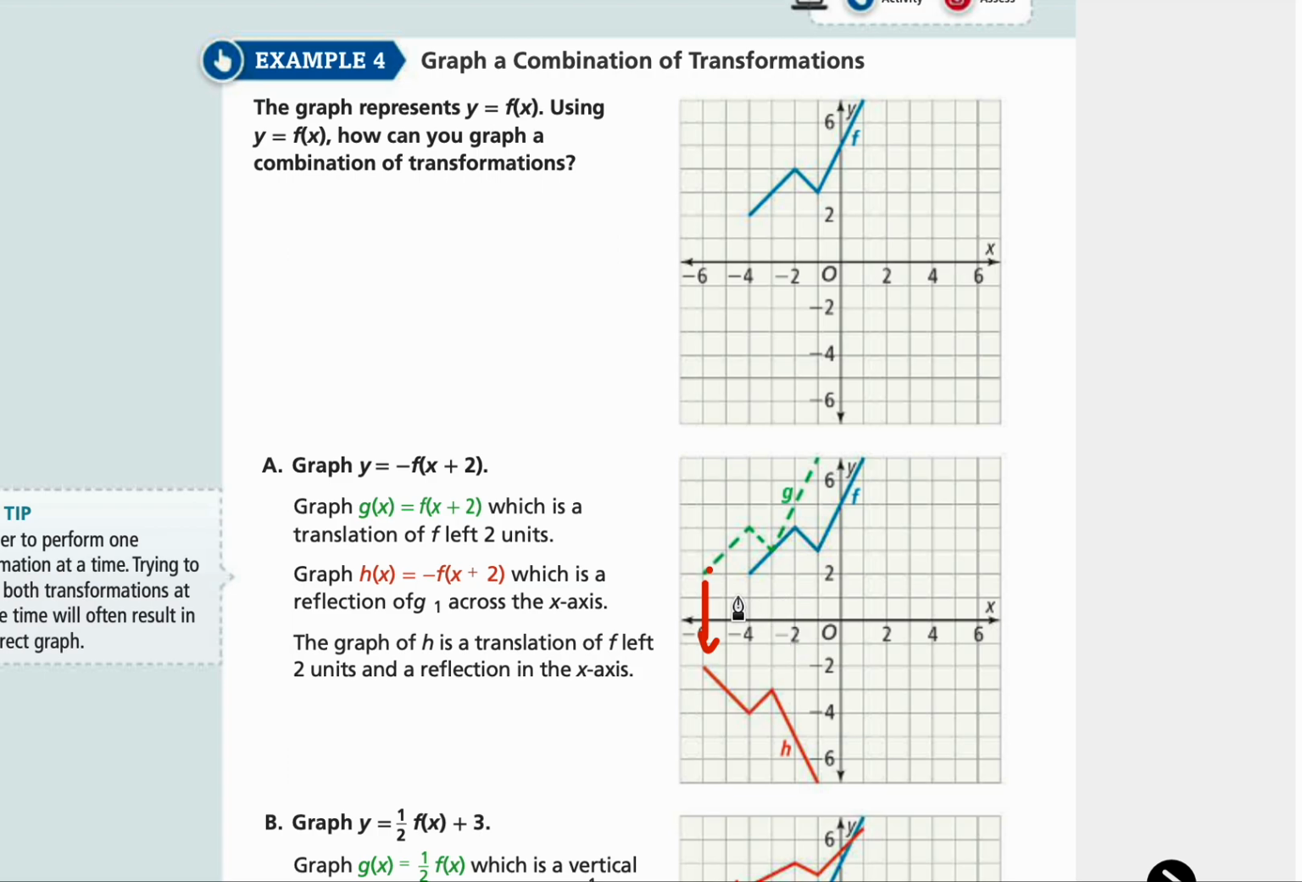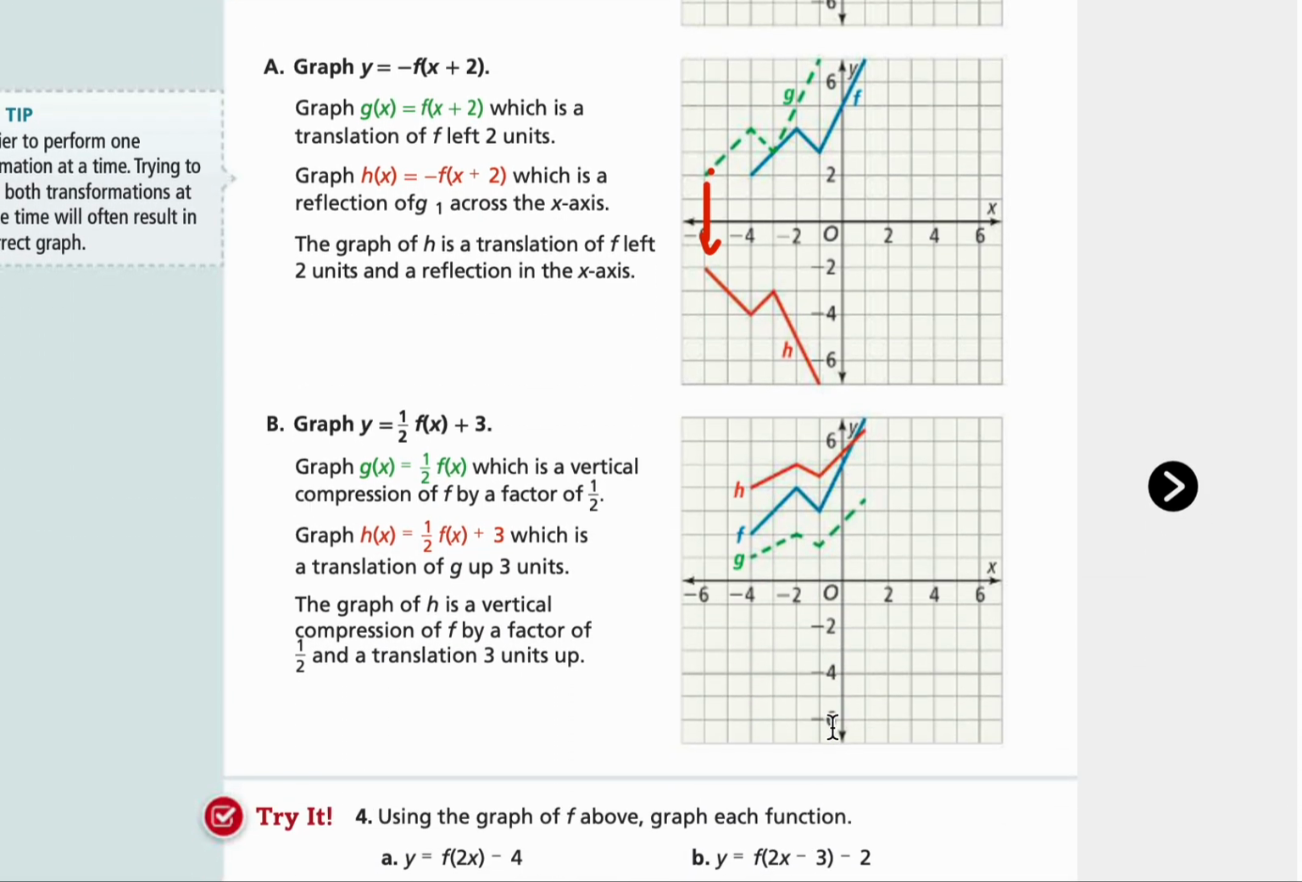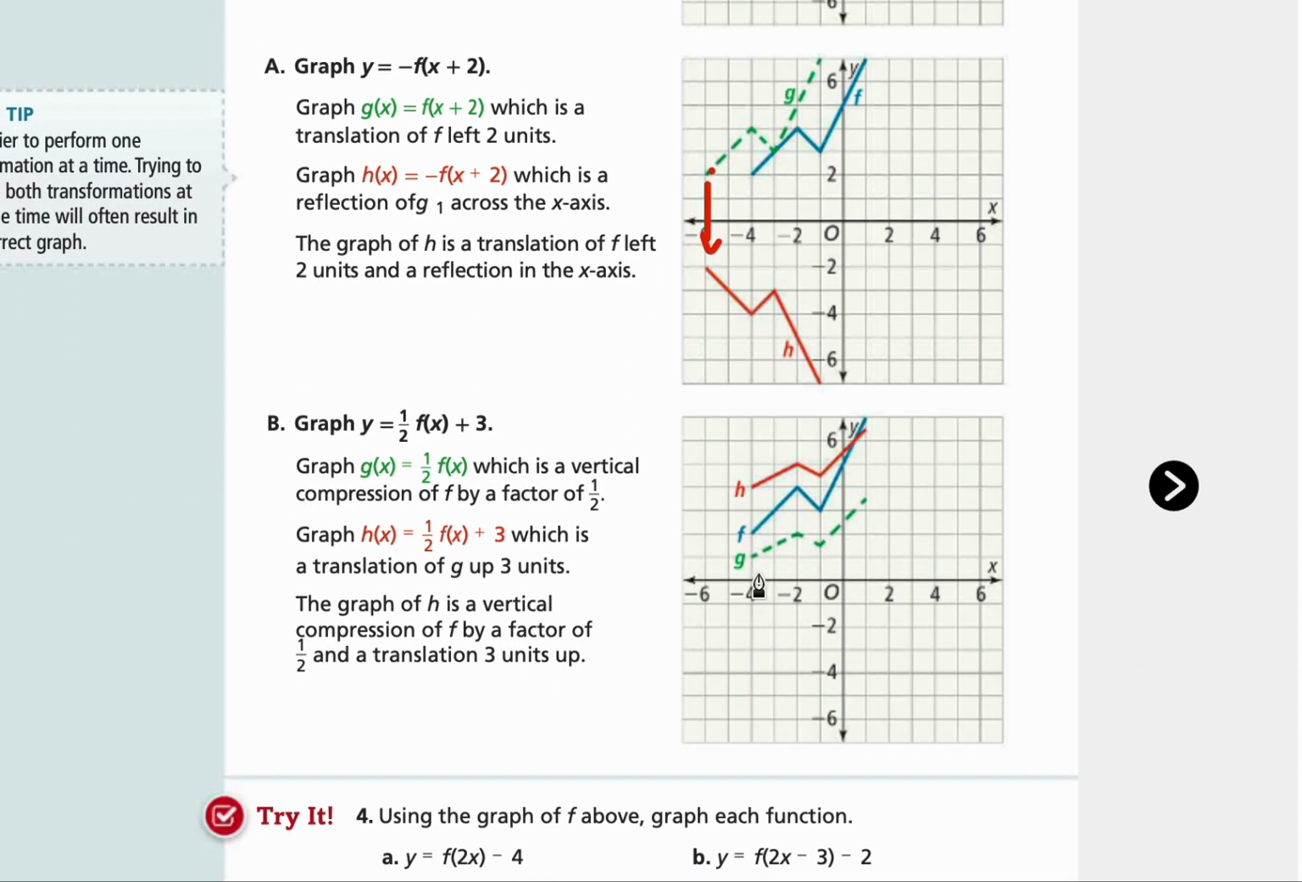Okay, so yeah, if you look at the distances to the x-axis, you'll be able to graph all these reflective points. And so your h should be your final transformed function. Okay, so when you're graphing transformation, graph it one by one. Our part B, we're going to graph y is equal to 1 over 2 f of x plus 3.